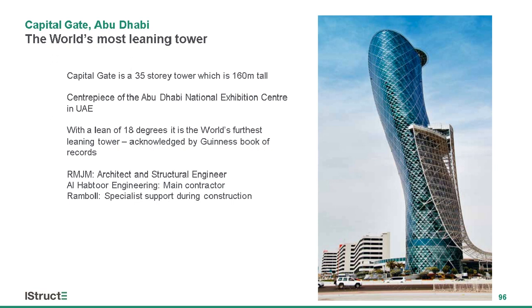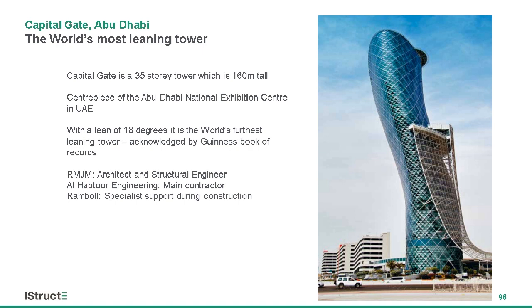And many years ago, I think it was back in 2008, we got involved in this project. It's Capitol Gate, the world's most leaning tower, according to Guinness Book of Records. 35 stories, 160 meters high. It's the centerpiece of the Abu Dhabi National Exhibition Center in UAE. And it leans, I'm not sure how you measure this really, but it leans 18 degrees, which is pretty spectacular.